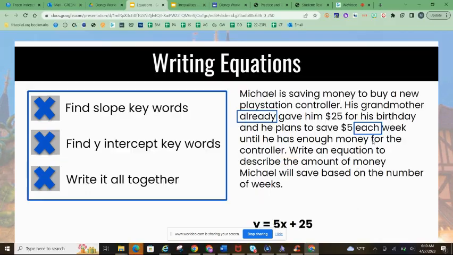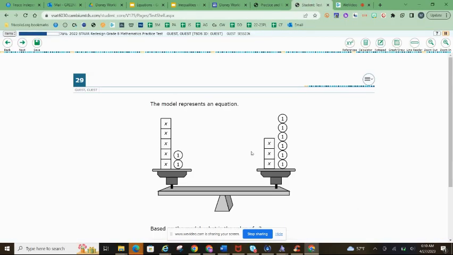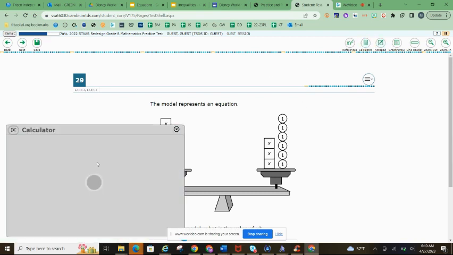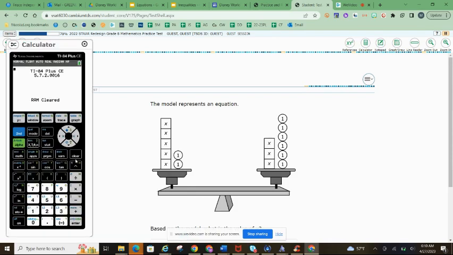All right, one more thing I want to show you is what if I want to use the calculator? So here I have this model and I want to know what x is equal to. Here I have 1, 2, 3, 4, 5 x's and 2 ones, so I could say 5x plus 2. And here I have 3 x's plus 1, 2, 3, 4, 5, 6, so 3x plus 6. So I could go to my calculator. If you have two equations, this is an easy way to solve it.